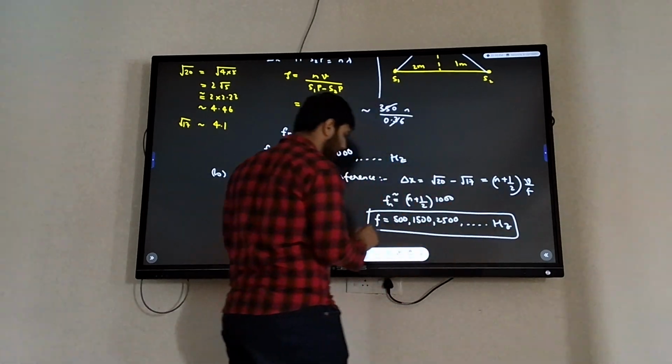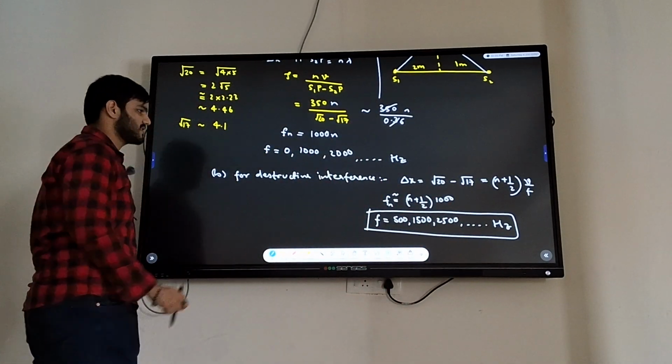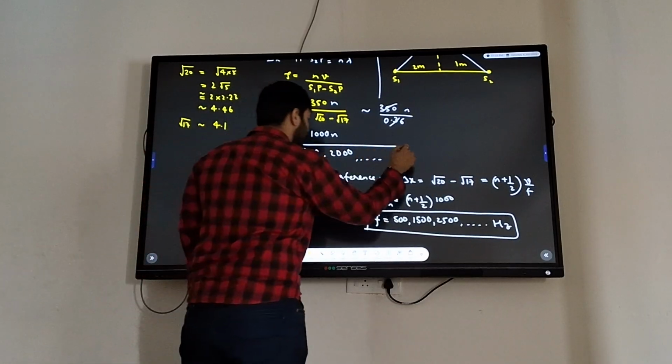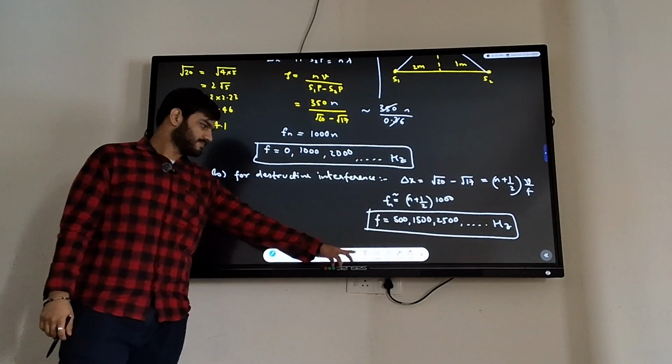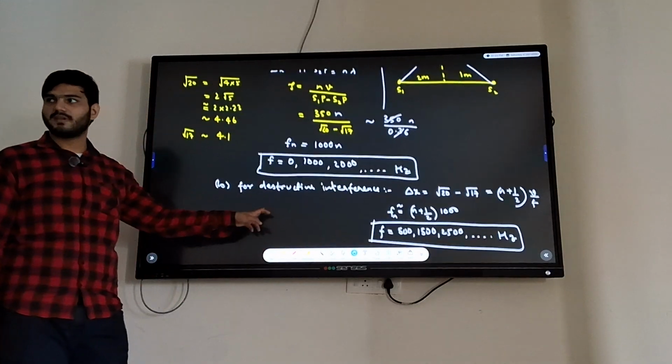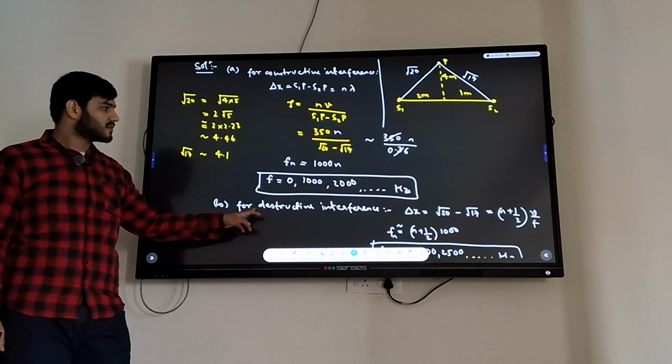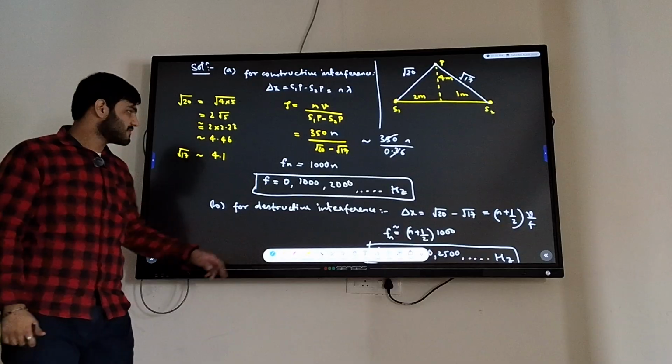These are the frequencies for which you will find destructive interference, and these are the frequencies for which you will find constructive interference. Is it okay? Yes? Copy fast.